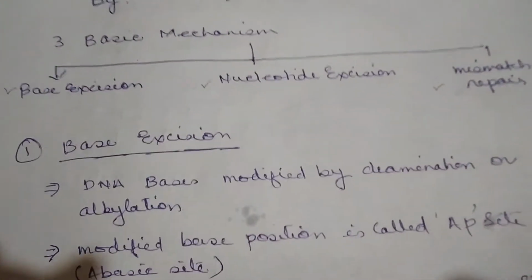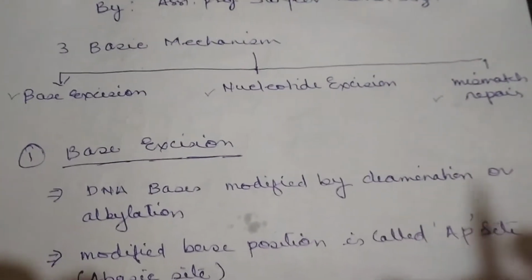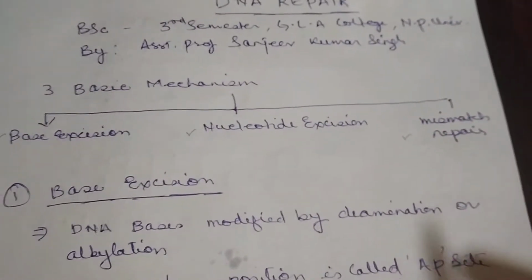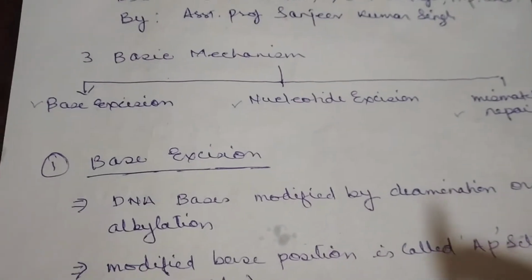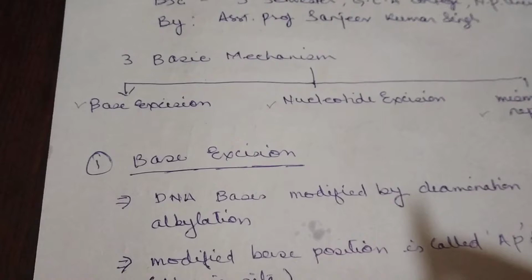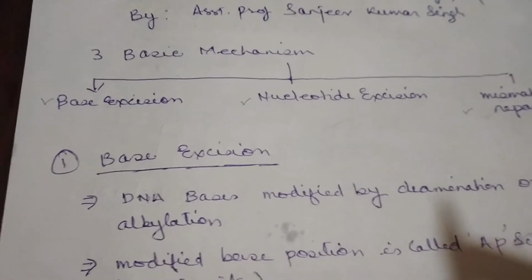Now, we all know what a base is. Sometimes DNA bases are modified or damaged by processes called deamination, alkylation, or maybe oxidation. Deamination means removal of the amino group. Alkylation means addition of alkyl groups.